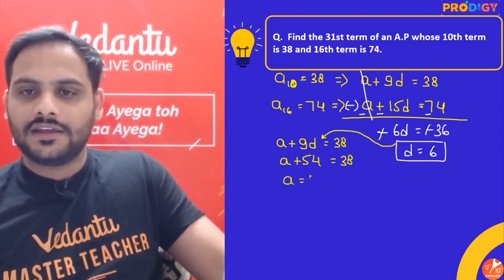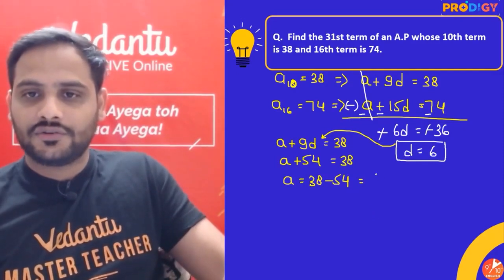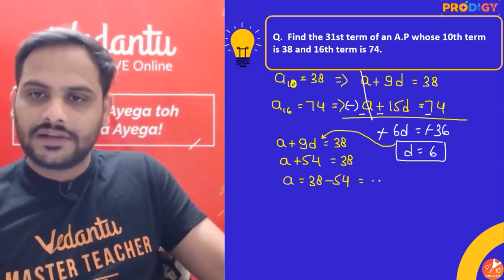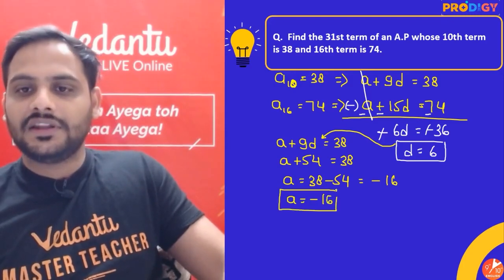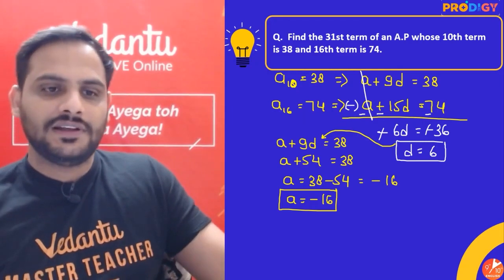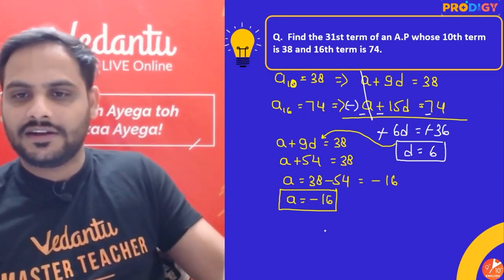So you'll get a is 38 minus 54, which will be equal to minus 16. So first term is minus 16. But now I know the first term and I know the common difference as well. So finding the 31st term now will be comparatively easy, right?